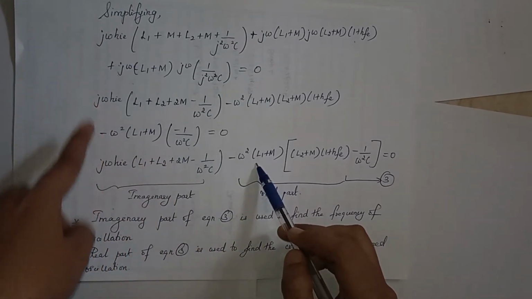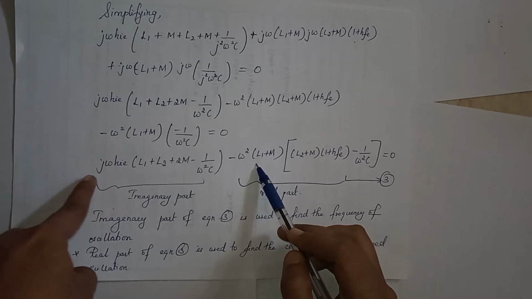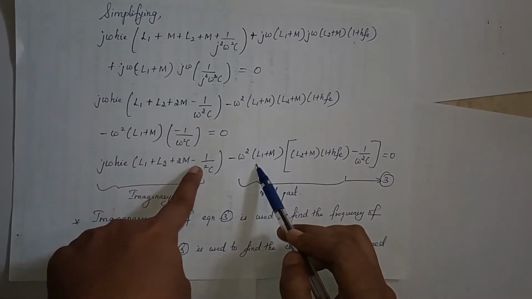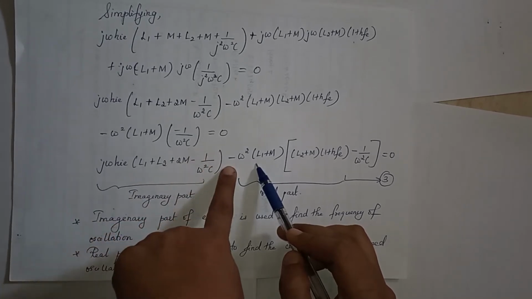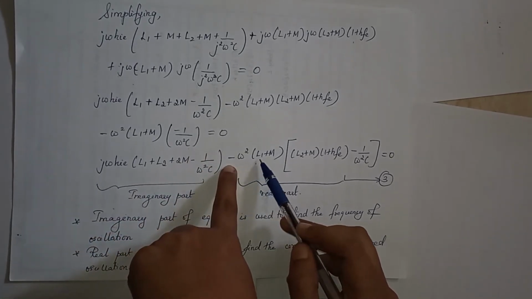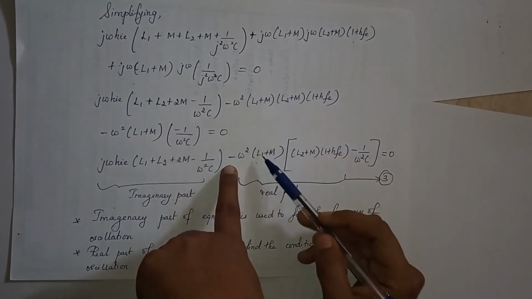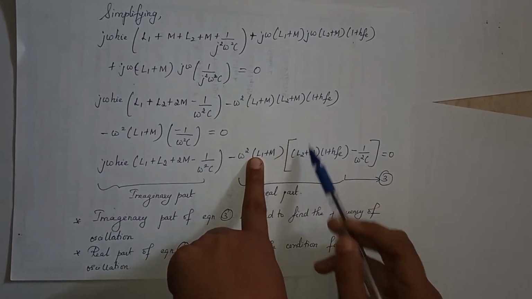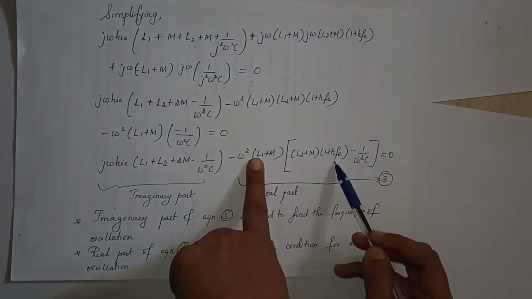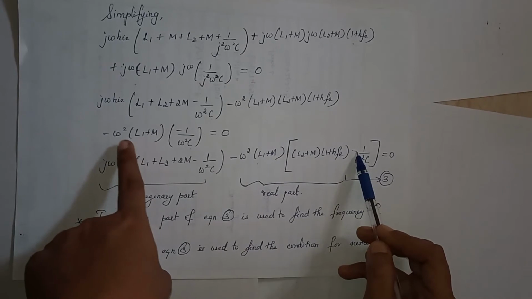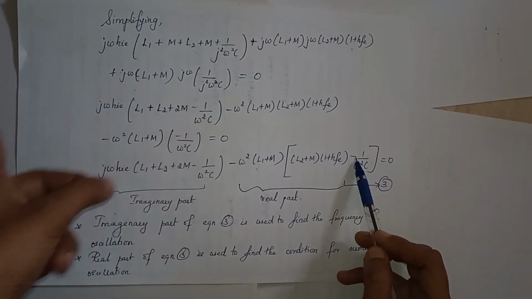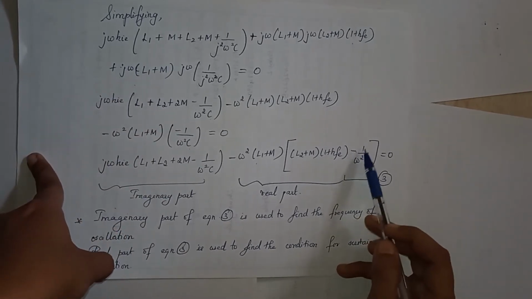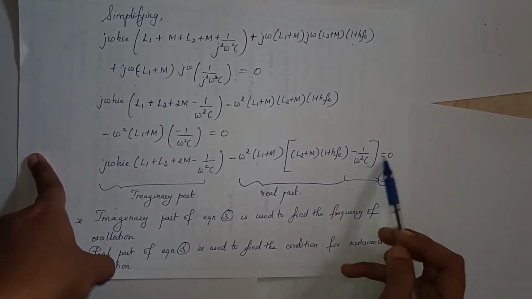So this term comes as it is, there's no change, so I write this term as it is. It is j omega hie into (L1 plus L2 plus 2M) minus 1 by omega squared C, minus, you take out omega squared (L1 plus M) in these two terms. If I take this term outside, I'll be getting the remaining terms: here I'll have (L2 plus M) into (1 plus hfe), minus 1 by omega squared C. This is equal to 0.